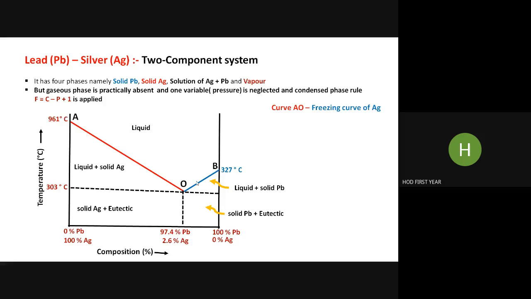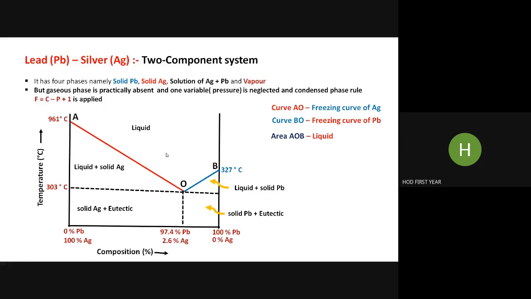Now curve BO. So here, what will happen? We started with 100% lead at point B, and when we start adding silver, the melting point of lead is decreased. Okay, therefore, curve BO is what? Freezing curve of lead. Why freezing curve? Because the melting point is decreased. Decreasing melting point is a freezing process. Okay. So two important curves are labeled.